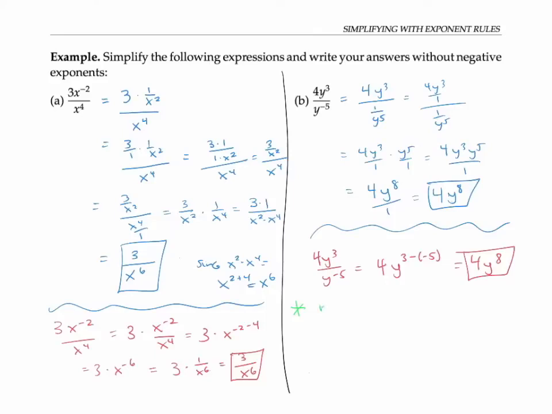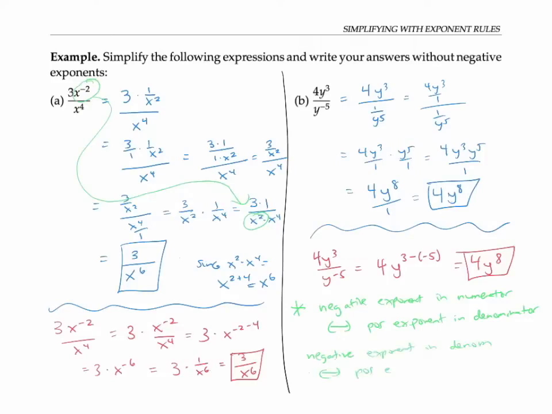That shortcut relies on the principle that a negative exponent in the numerator corresponds to a positive exponent in the denominator. For example, the x to the negative 2 in the numerator here, after some manipulations, became an x to the positive 2 in the denominator. Furthermore, a negative exponent in the denominator is equivalent to a positive exponent in the numerator. That's what happened when we had the y to the negative 5 in the denominator and translated into a y to the positive 5 in the numerator.